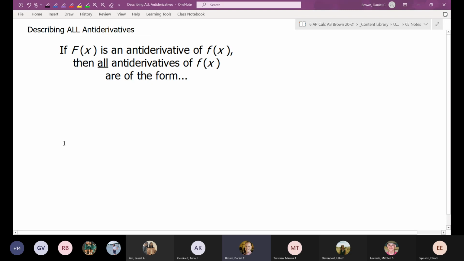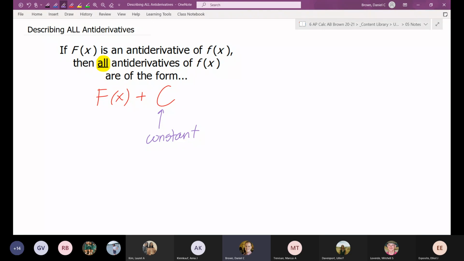And how can we represent all antiderivatives? I have this statement: if capital F of x is an antiderivative of lowercase f of x, then all antiderivatives can be expressed in the form of the antiderivative plus C. We use a capital letter here by tradition, and that plus C represents a constant. We are going to see that plus C almost every day from now until the end of the semester. Most of the times when you do an antiderivative, there's going to be a plus C there.